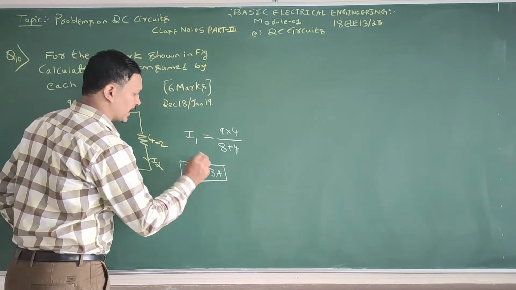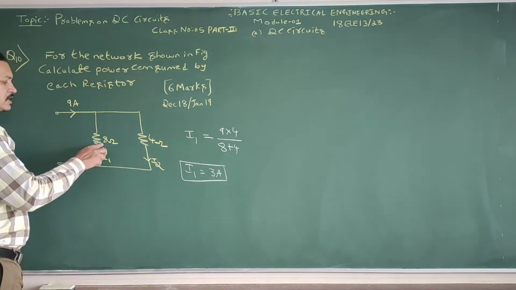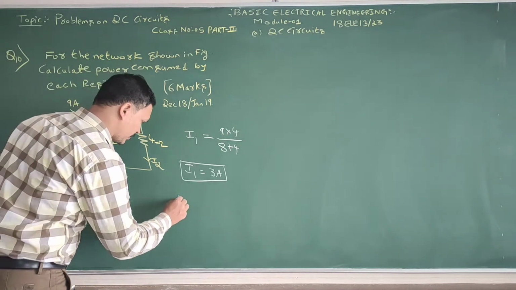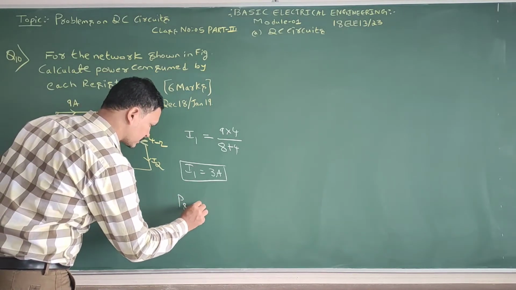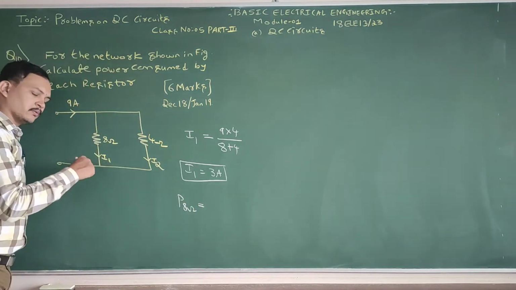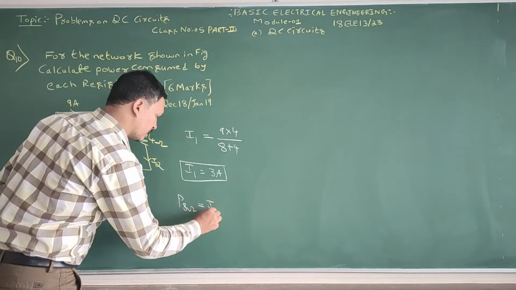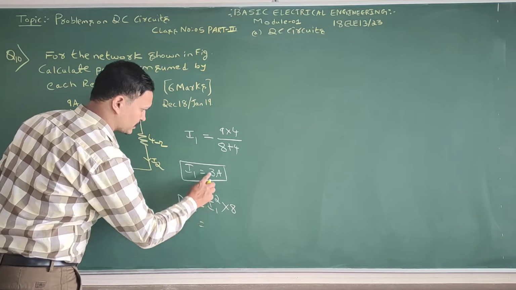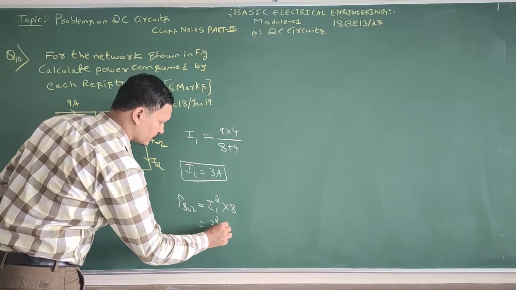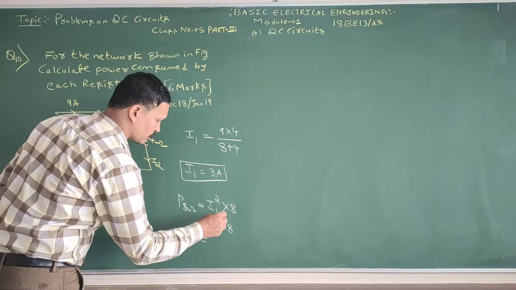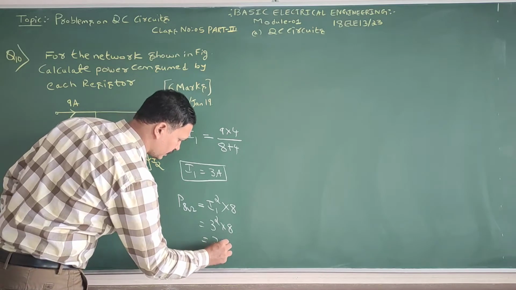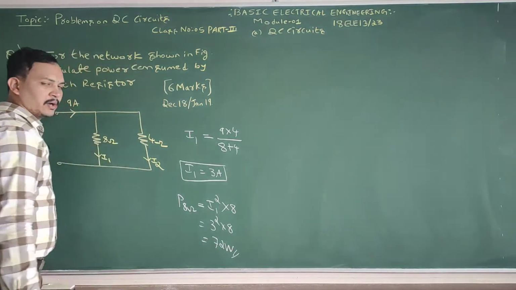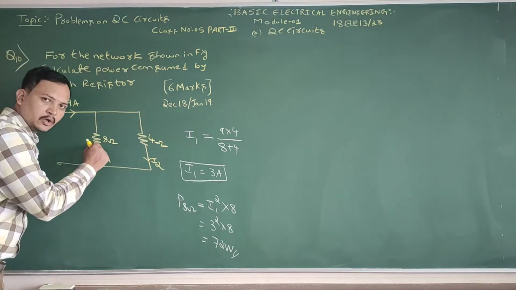So that is I1 square. Now power dissipated in this resistor. Power dissipated in the 8 ohm resistor is given by the power formula I square R. So I1 square into 8 ohm resistance. What is the I value? 3 square into 8. 3 square is 9, 9 times 8 is 72 watts. 72 watts is the power consumed in this 8 ohm resistor.